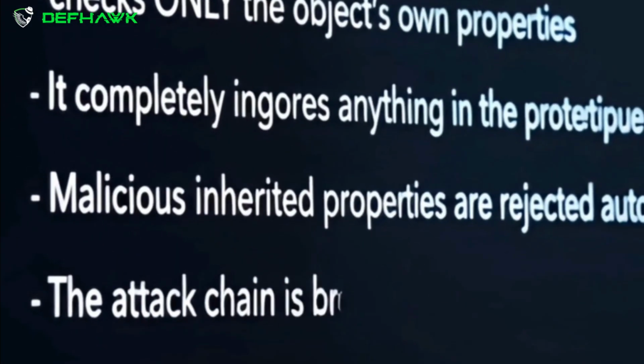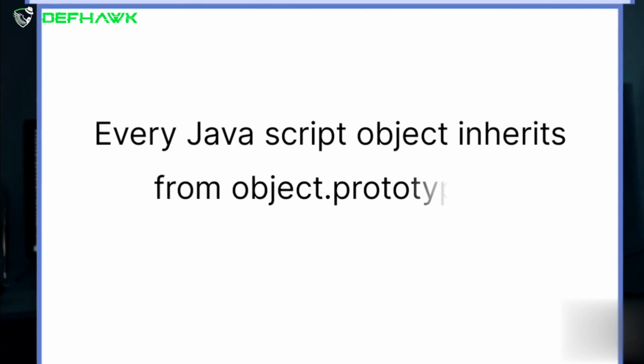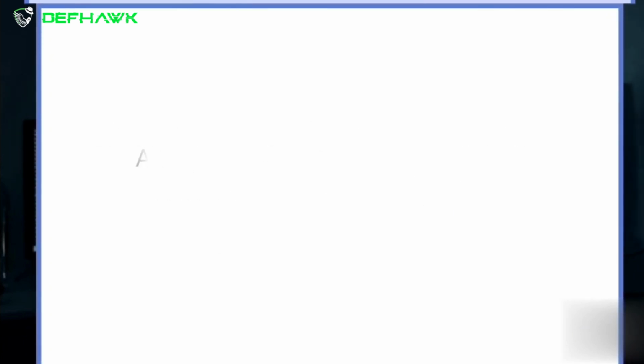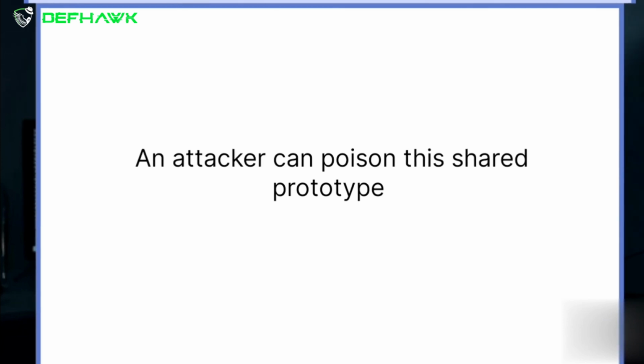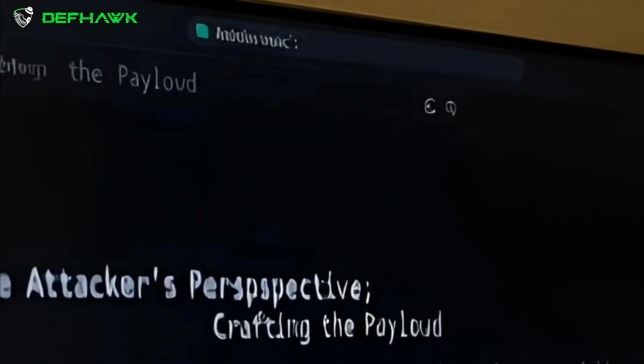Prototype pollution. What is prototype pollution? Every JavaScript object inherits from Object prototype. An attacker can poison this shared prototype to inject properties that affect how exploitation works.